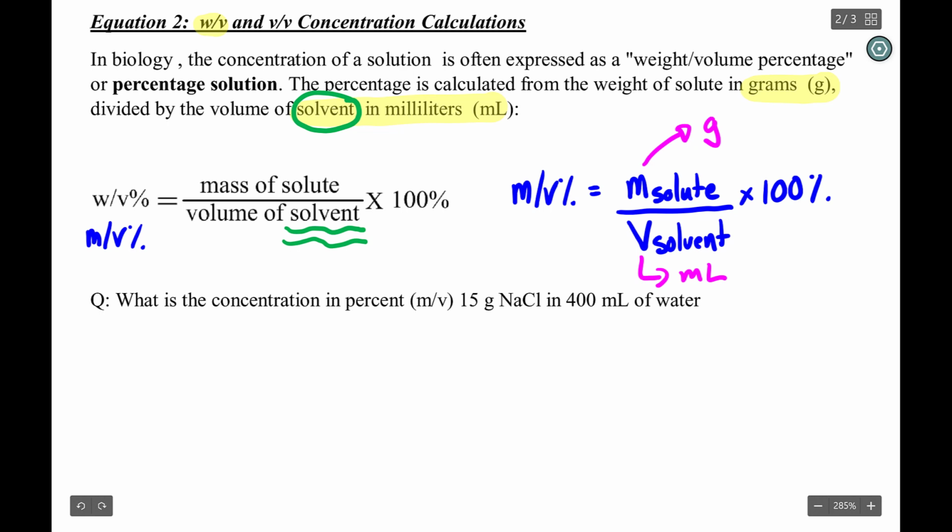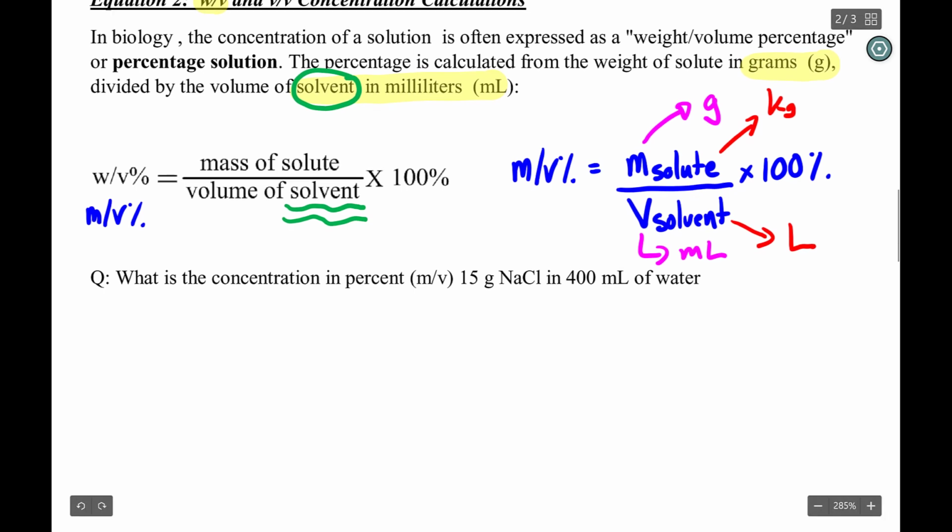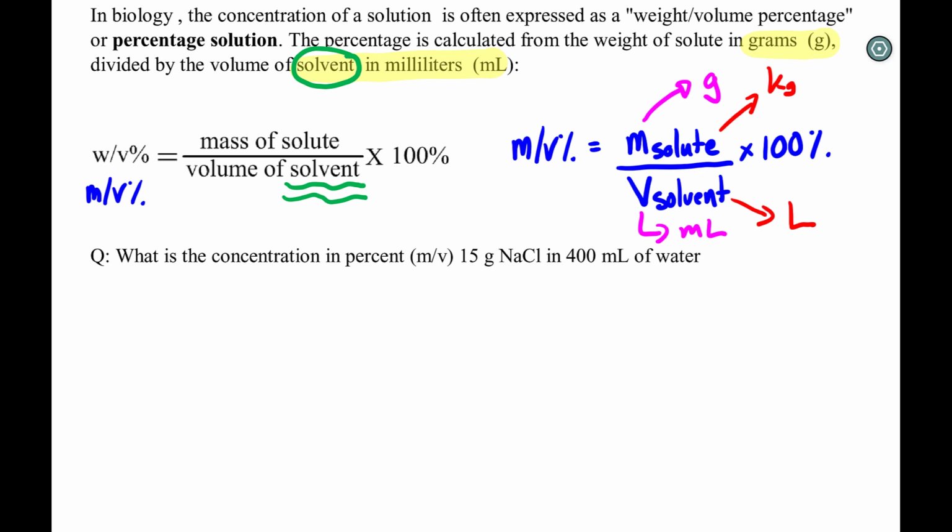Or you can increase those both by a factor of 1,000 and you can make it kilograms over liters. That would give you the same ratio in terms of that unit. So let's start with the first one. We're not going to be rearranging the equation. We're just simply going to be putting numbers in.